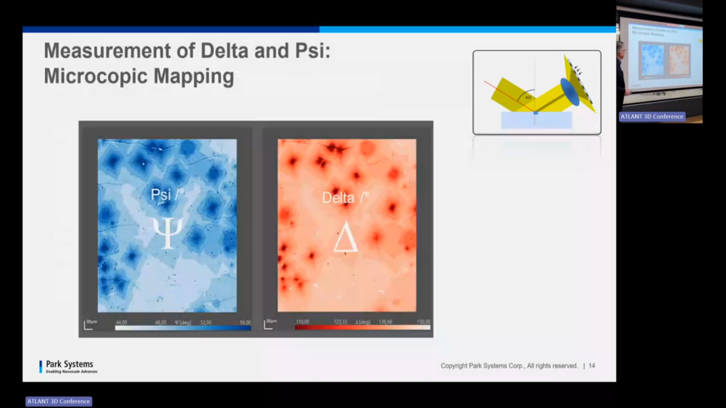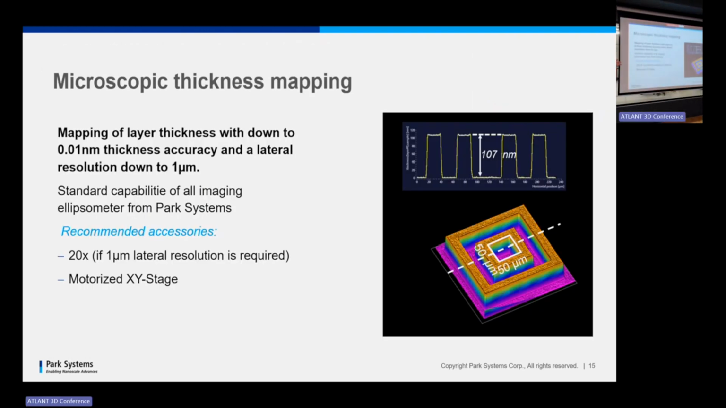And the next step is that we measure the ellipsometric angles delta and psi, and we measure them based on these images. So we get microscopic maps of delta and psi, and can calculate thickness maps, if we know all the optical properties. I think that is maybe the workhorse of imaging ellipsometry.